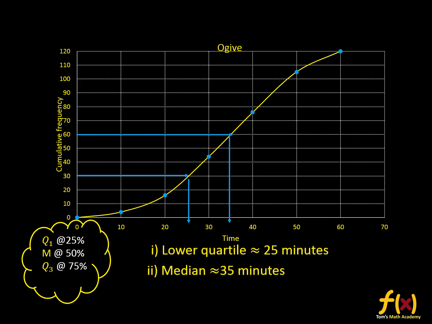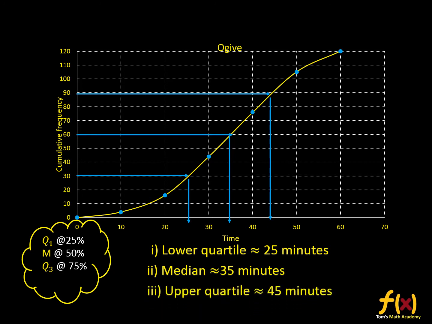Then Q3, 75% or 3/4 of 120. That is 90. So from 90, you come to the graph, draw a line to the graph, then coming to the time, the x-axis, you get 45 minutes. Although it is simple, you can expect these types of indirect questions.